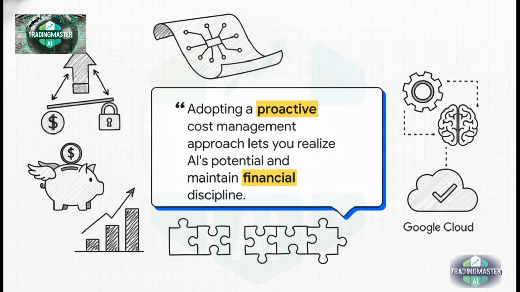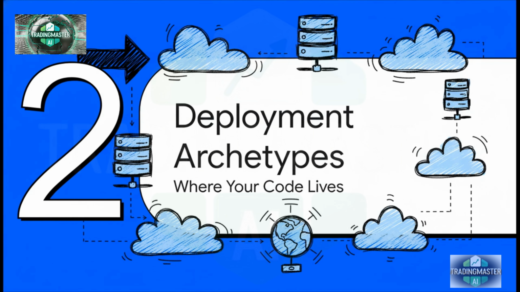It's that simple. And that's why you have to be proactive about managing costs, so you can actually maintain financial discipline while you're trying to innovate. So the main takeaway here, you have to be designing with all of these pillars in mind right from day one. Okay, let's move on and see how this all connects.